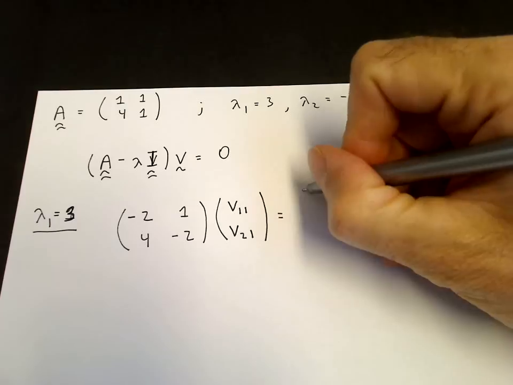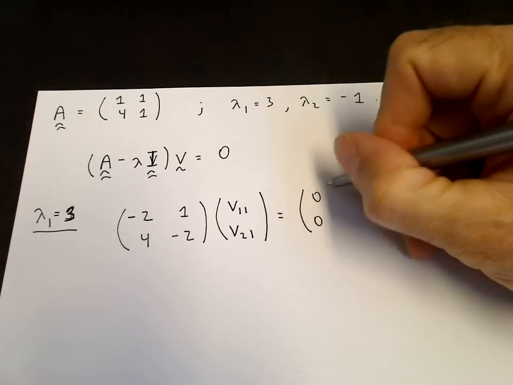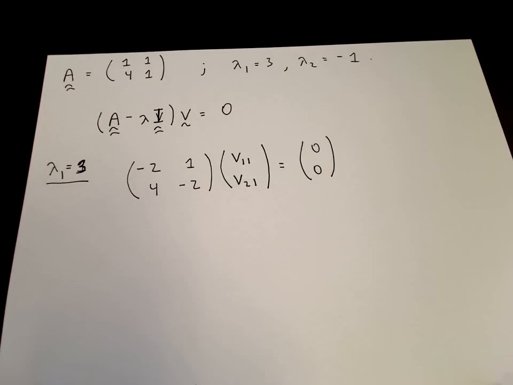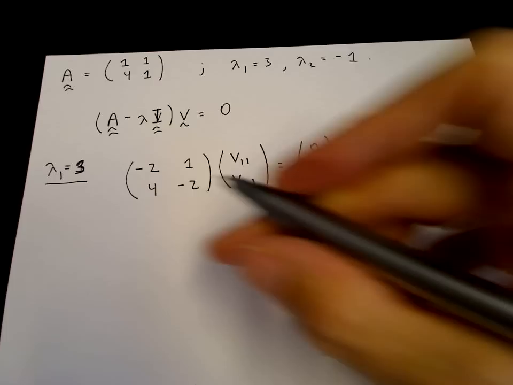And that's supposed to be equal to 0. Okay? If you look at this, you'll see that the equation from the second row is just minus 2 times the equation of the first row. So we need only consider one row of this matrix.